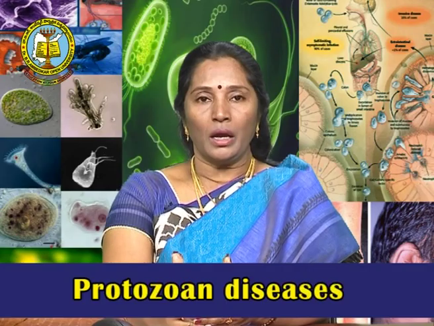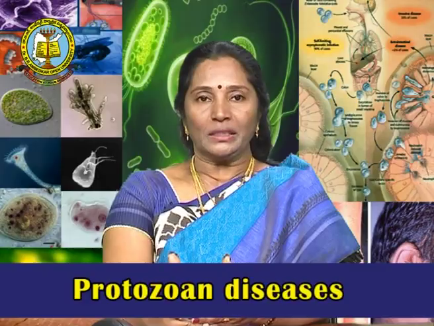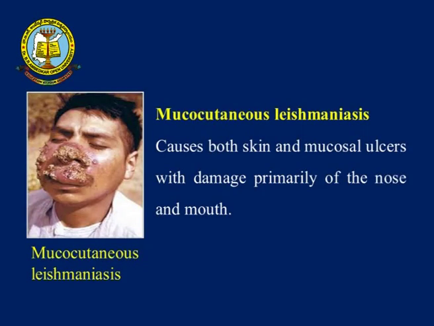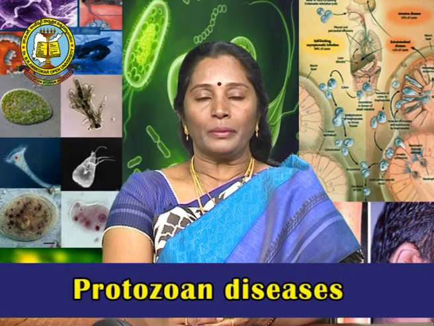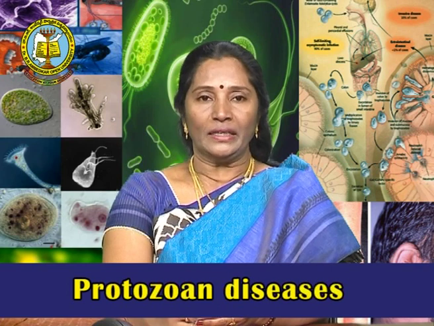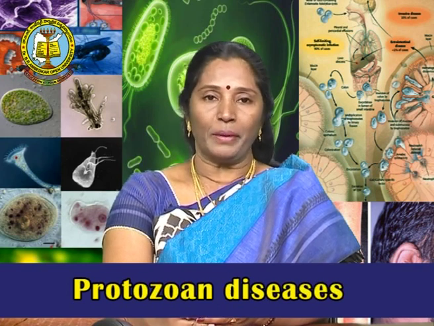Now, the second one is mucocutaneous Leishmaniasis. This is very rare, but yes, it is going to affect the mucous layers of the cutaneous skin. That is, it can cause both skin and mucosal ulcers, which damage primarily the nose and the mouth. Why? Because this is the place where the mucus is secreted, and sometimes also the tracheal part.